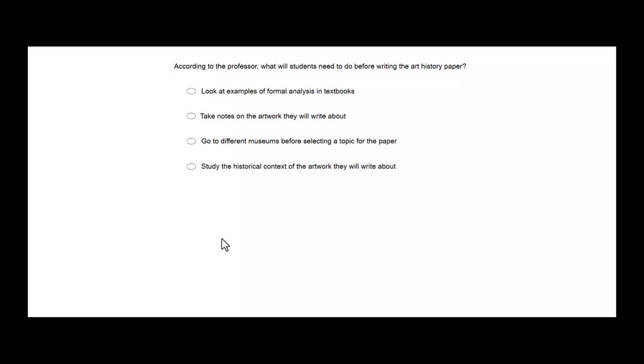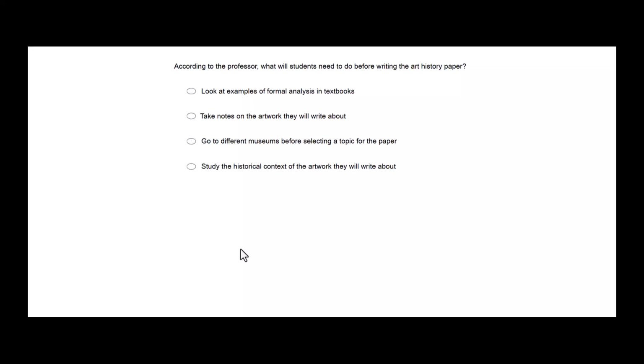However, the professor never mentioned this, that students are forced to look at examples of formal analysis in textbooks. No, this option is clearly rejected. Option 2, take notes on the artwork they will write about.